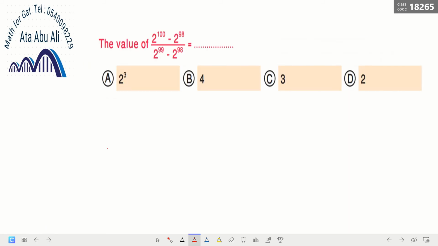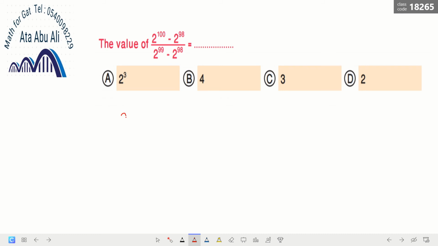Question 2. This is question 2 now. I have 2 to the power of 100 minus 2 to the power of 92 over 2 to the power 99 minus 2 to the power 92. Here I can take a common factor. That is the best thing we can do.